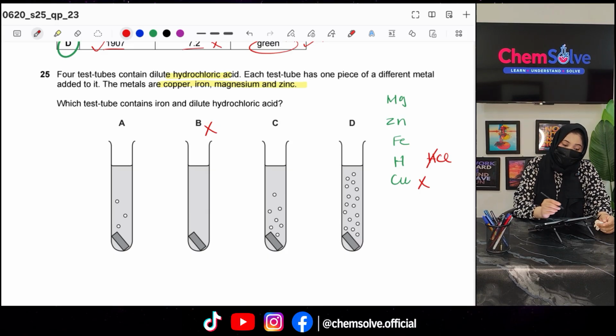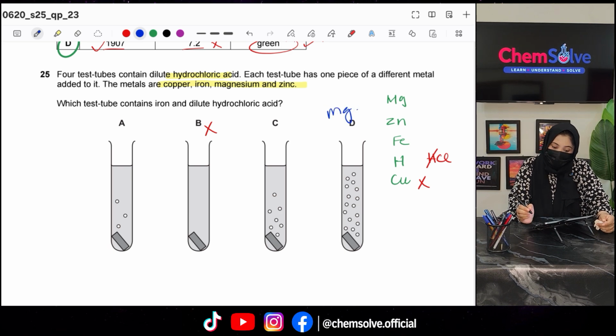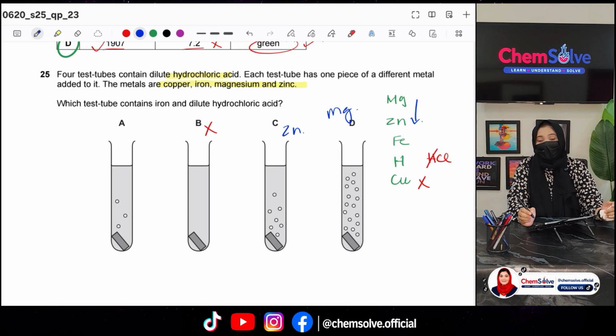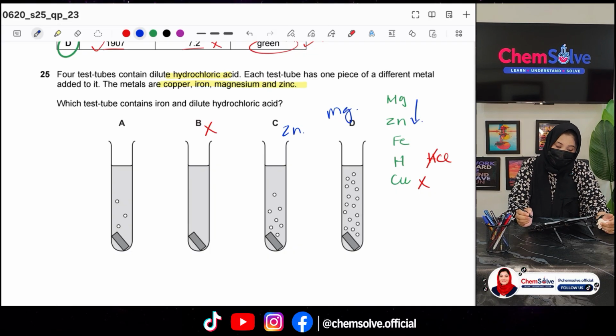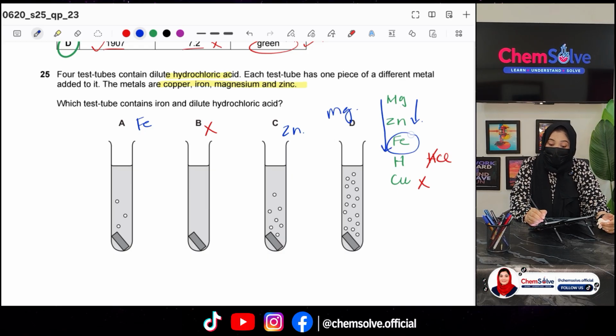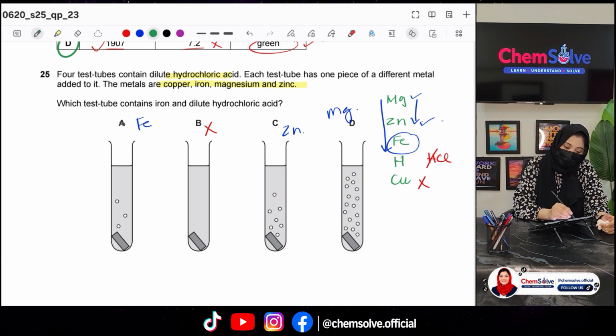The one producing the most bubbles, of course, would be magnesium because it is highly reactive. The one producing medium bubbles would be zinc because it comes below magnesium. So it would react fairly highly with the hydrochloric acid, and iron would be this because it is below magnesium and zinc. So it would react slower as compared to magnesium and zinc. So I think option A is the correct one.